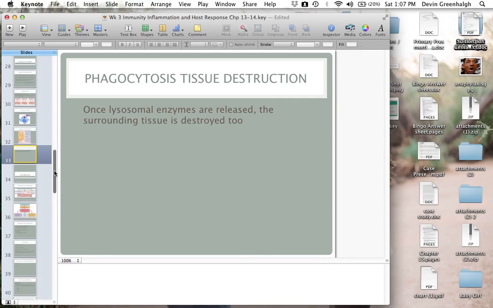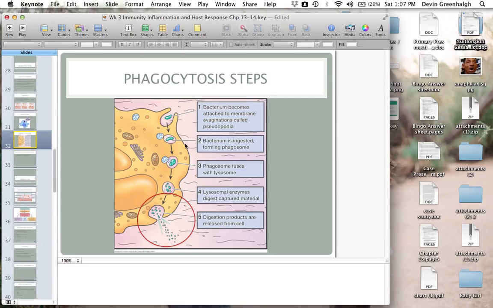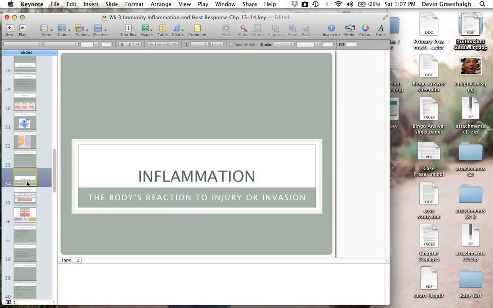Phagocytosis, tissue destruction. Once lysosome enzymes are released, the surrounding tissue is destroyed. Because just like in this picture we talked about, here's the bacteria getting engulfed, the phagosome fuses with the lysosome, and then they pop out of the cell again, and this tissue is becoming destroyed from that. Alright? Cool. Basics of inflammation.